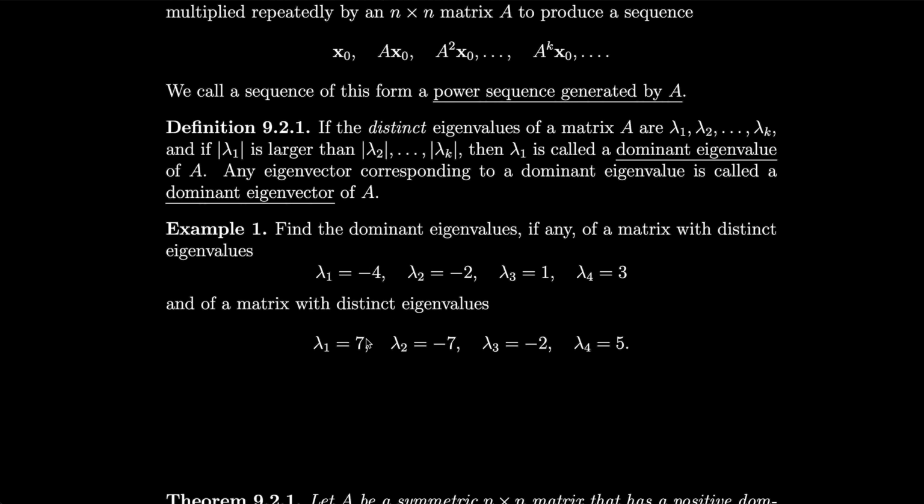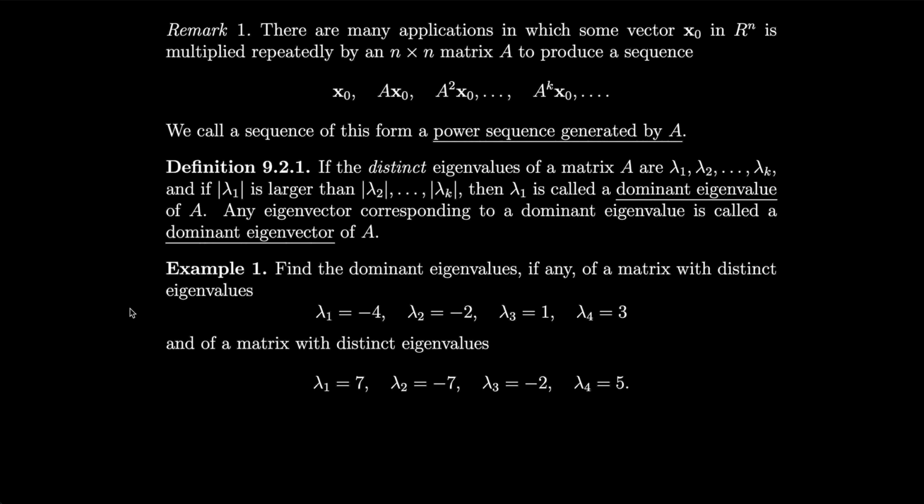Let's find the dominant eigenvalues, if any, of a matrix with distinct eigenvalues lambda 1, lambda 2, lambda 3, lambda 4 given over here, and of a matrix with these other eigenvalues. First, the absolute value of lambda 1 is 4. So that means that lambda 1 equals negative 4 is dominant. So that's for our first set. See, even though this one is a bigger number in 3, this one's the bigger absolute value.